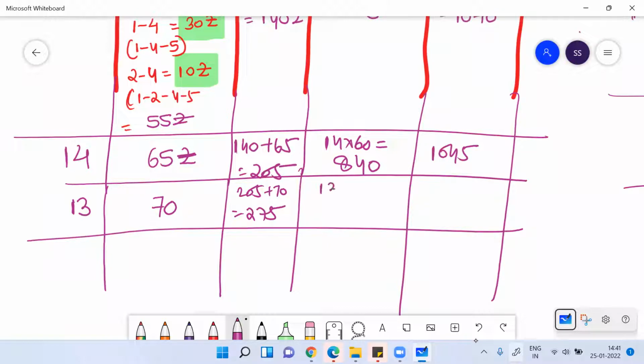Your indirect cost will be 13 into 60, will be 780. 780 plus 275, that will be 1055. Clear everyone?